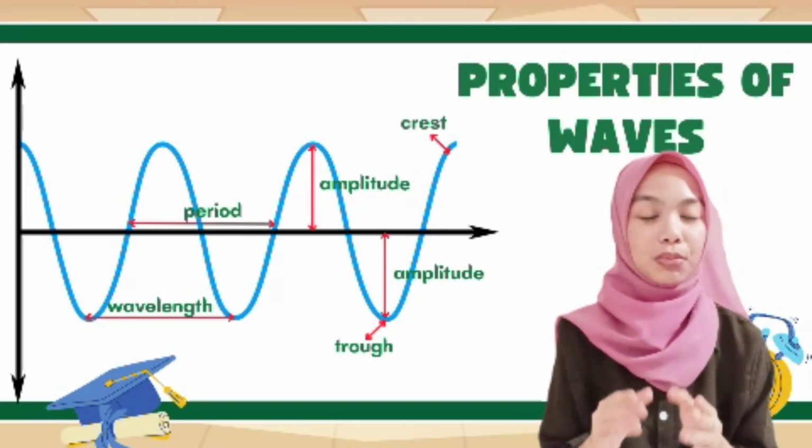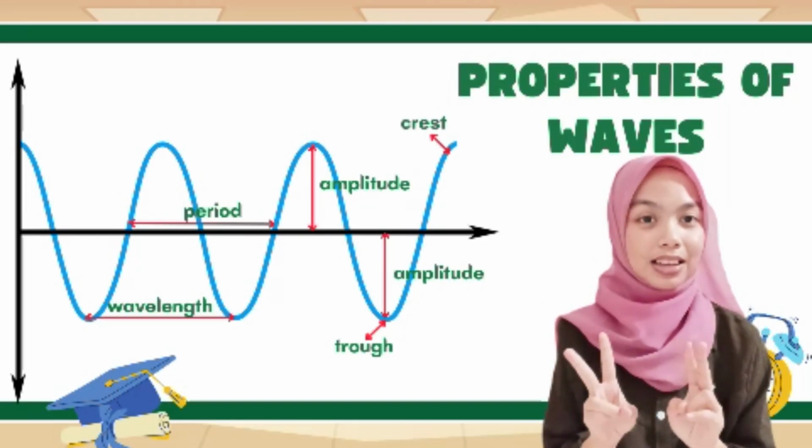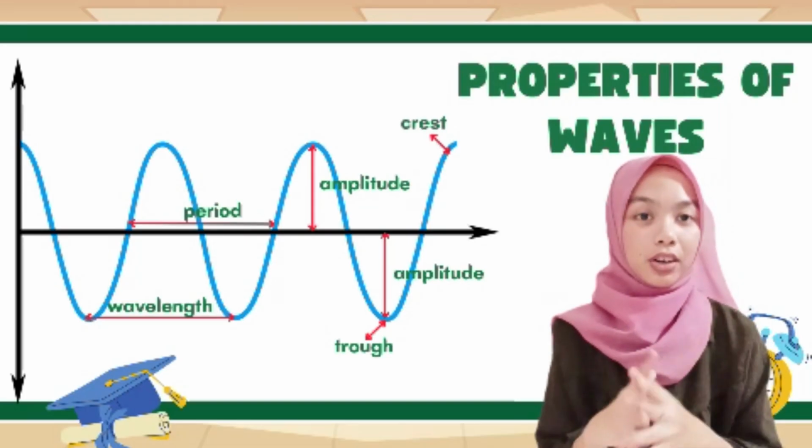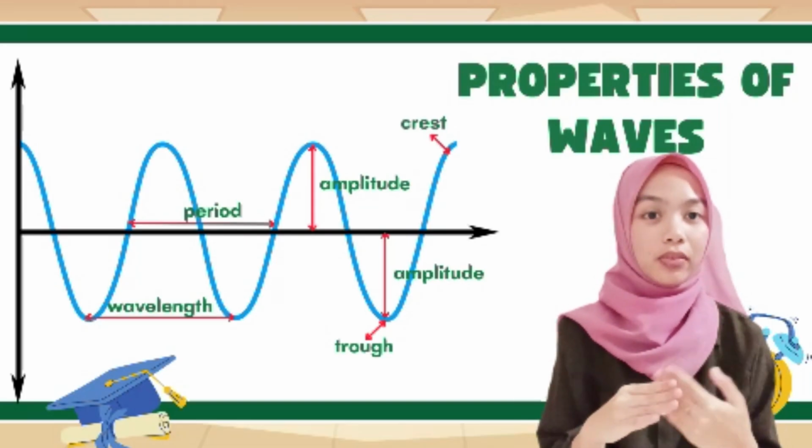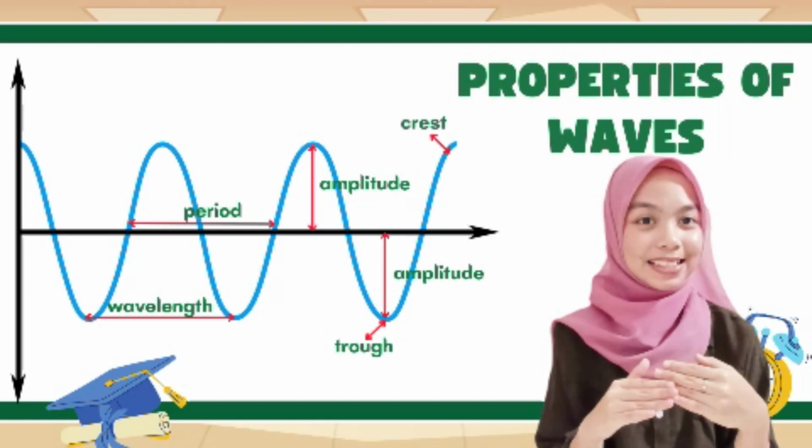Wavelength is the distance between two consecutive crests or troughs. For sound, a shorter wavelength means a higher pitch.